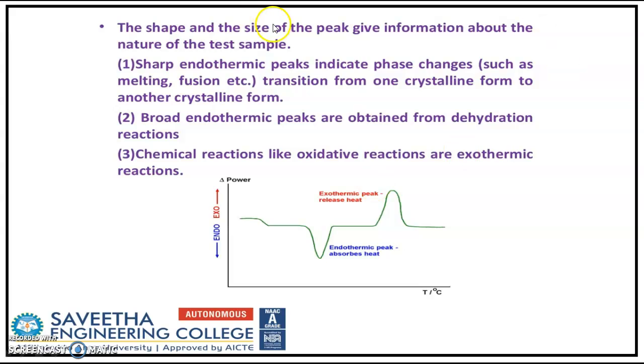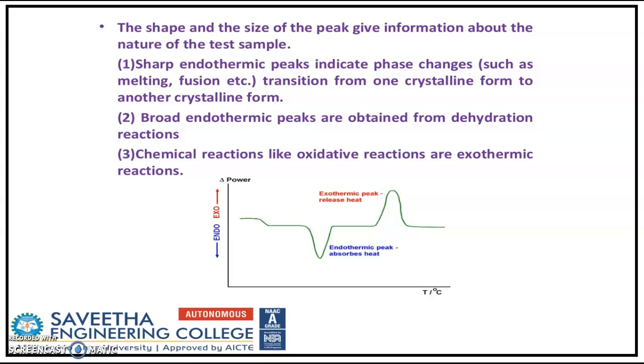The shape and the size of the peak give you information about the nature of the test sample. If it is a sharp peak, it indicates phase changes such as melting and fusion, or transition from one crystalline form to another crystalline form. If it is a broad endothermic peak, it is mainly for dehydration reactions.